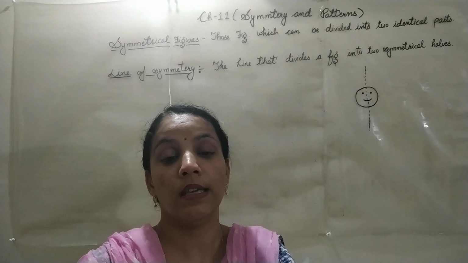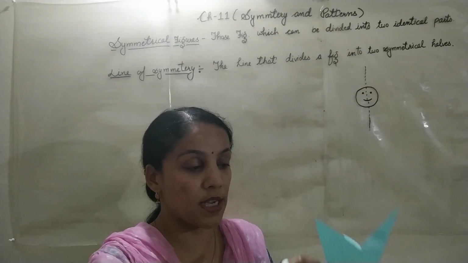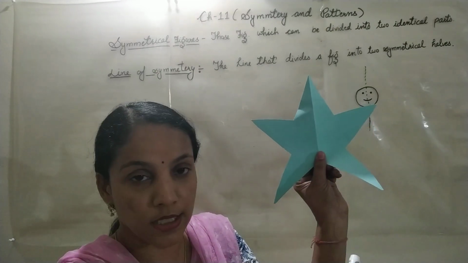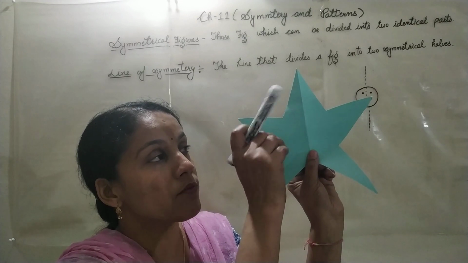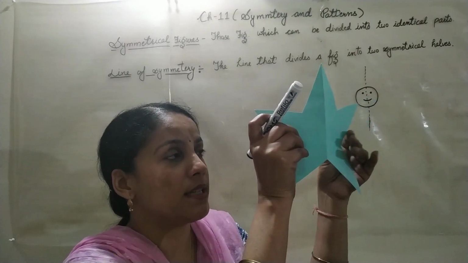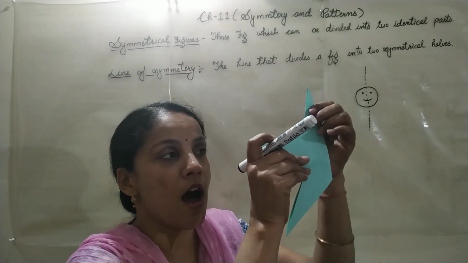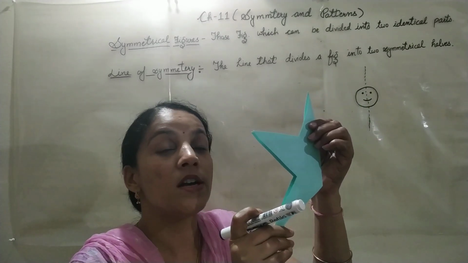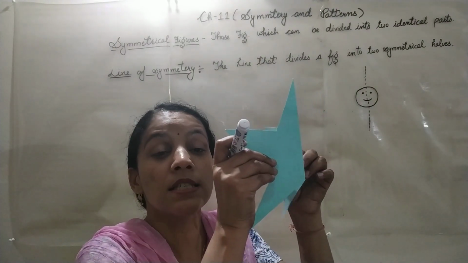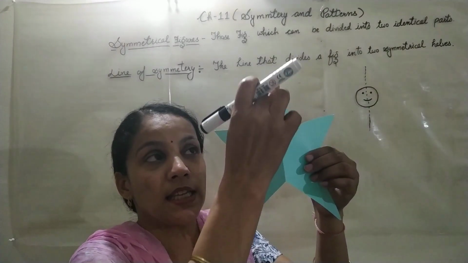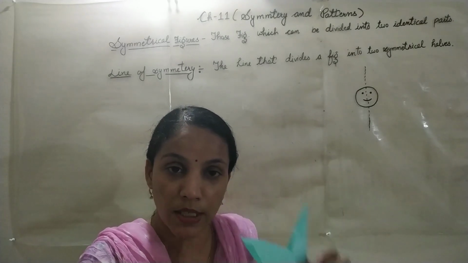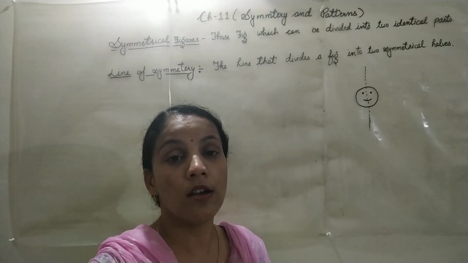Next I am taking the figure of a star. Just see here, this is the figure of a star. When we open this, this is a star. When we close this from the center, what happened? One half part of the star is covered by the second half part of the star. This is again a symmetrical figure, and this line is called line of symmetry. I hope you all understand what is a symmetrical figure and what is line of symmetry.